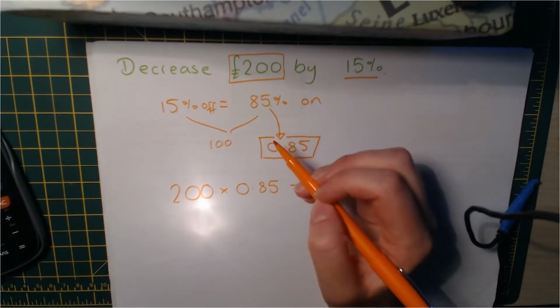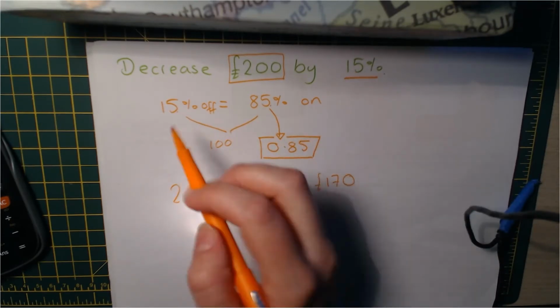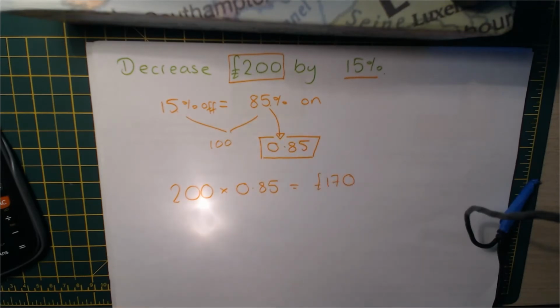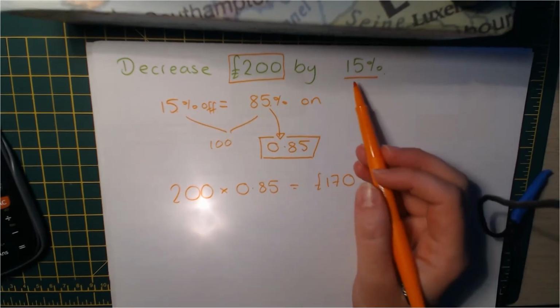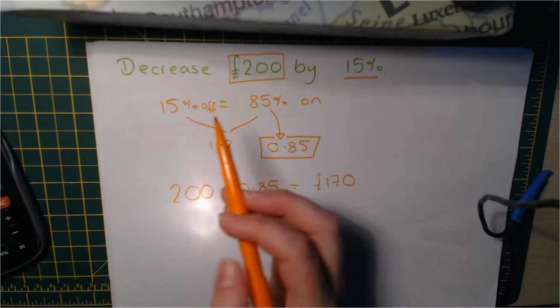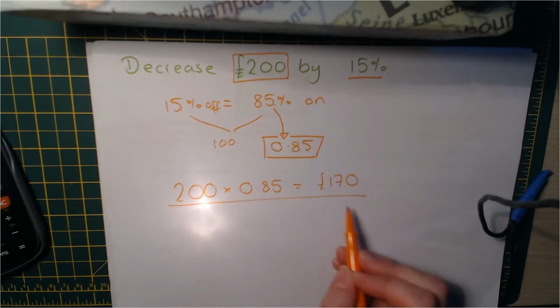So with this multiplier, all we're doing is finding the percentage as a decimal. But when we're decreasing, we have to make sure we're not finding the 15%, but its opposite almost. The 85% is what we need. You could find the 15% by multiplying by 0.15, but then you'd have to subtract that from 200, which is another step. Whereas this, in one go, it's done.